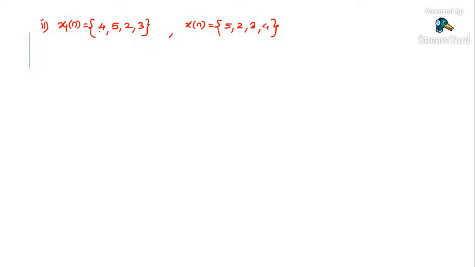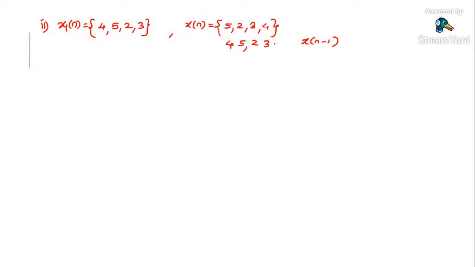See, if you compare the numbers, 4 is there, 5 is there, 2 is there, 3 is there, so in x of n also. Now check whether it is circularly shifted, time shifted. Try to shift this: 5 shifts here, then 2, and 3, and then 4. So this is nothing but x of n minus 1.